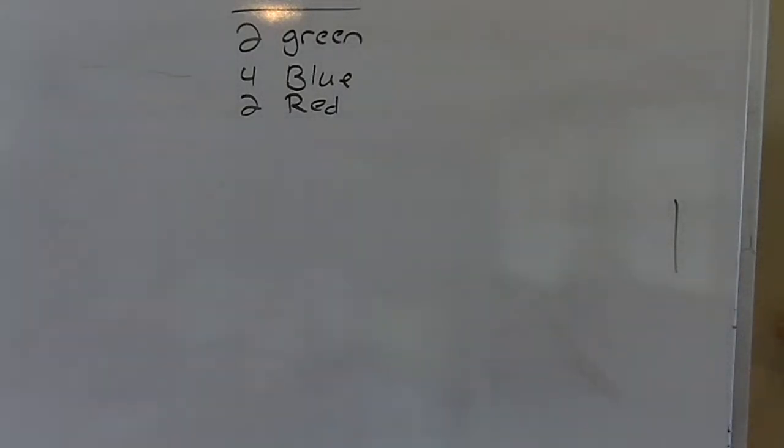Hi, my name is Mr. Kangas, and today we're going to take a look at Chapter 12, Section 10, Probability of Composite Events. A composite event consists of two or more simple events.